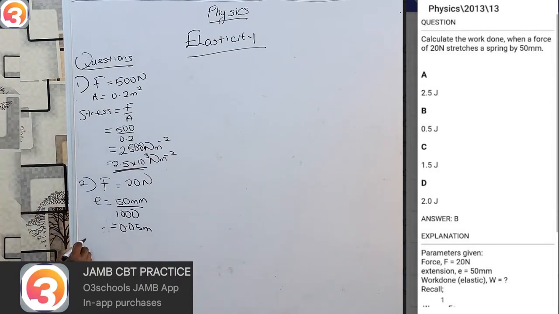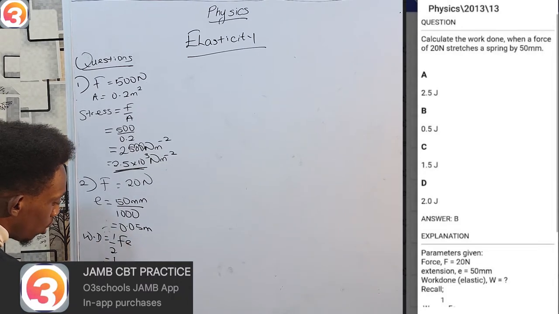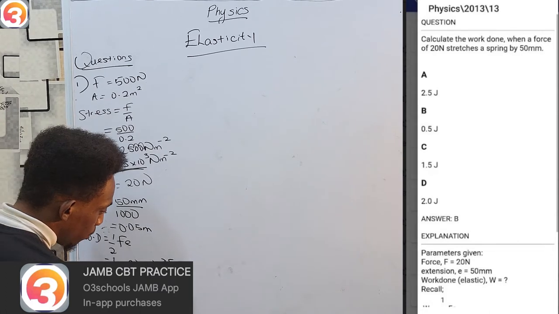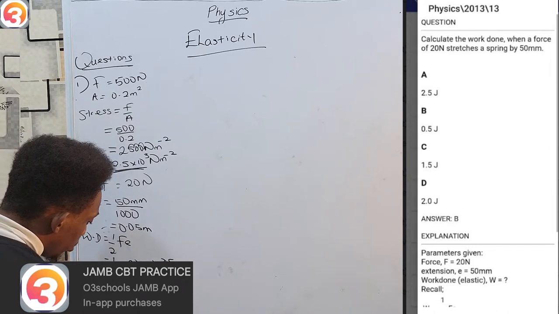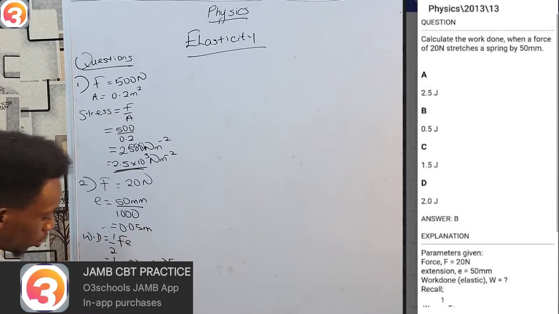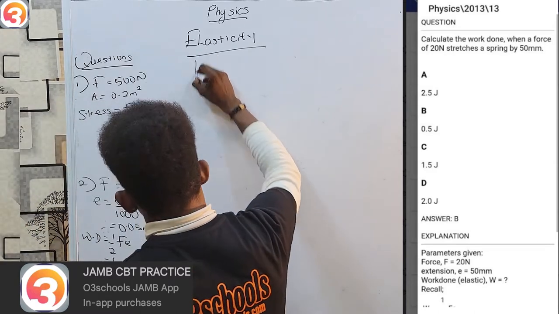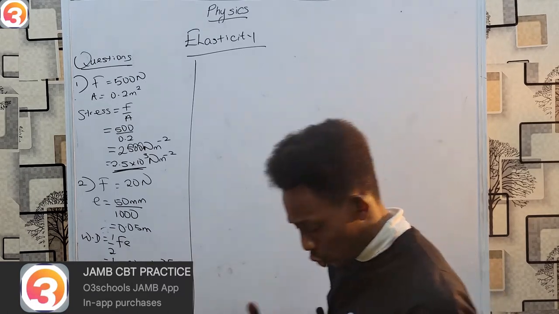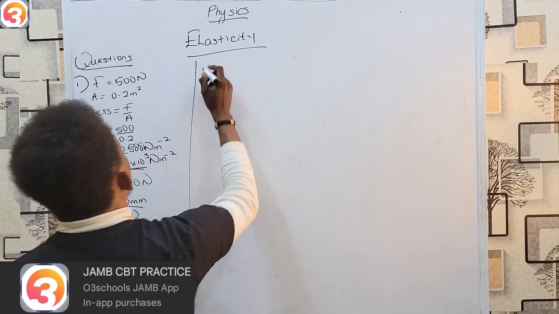And as such, the work done must be 1 over 2 Fe. So 1 over 2 times 20 times 0.05. And that will give me 0.5 joules with my calculator. And that is option B. So you see, the solutions are not even taking much space. Elasticity is truly one of those simple topics that you should not fail.